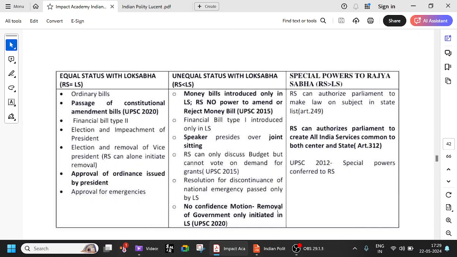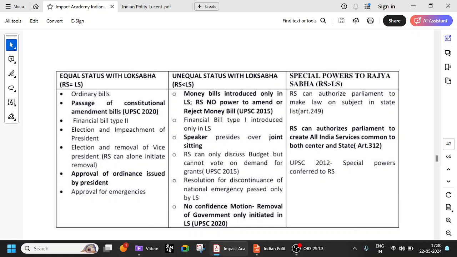And no confidence motion, removal of government, can be initiated only in the Lok Sabha, because Rajya Sabha is a permanent body. Rajya Sabha cannot be dissolved. One third of the members retire every 2 years. That's all. Rajya Sabha is a permanent body, whereas Lok Sabha has no fixed term. If there is no confidence in the government, the Lok Sabha can be removed completely. So, a no confidence motion can only be initiated in the Lok Sabha.